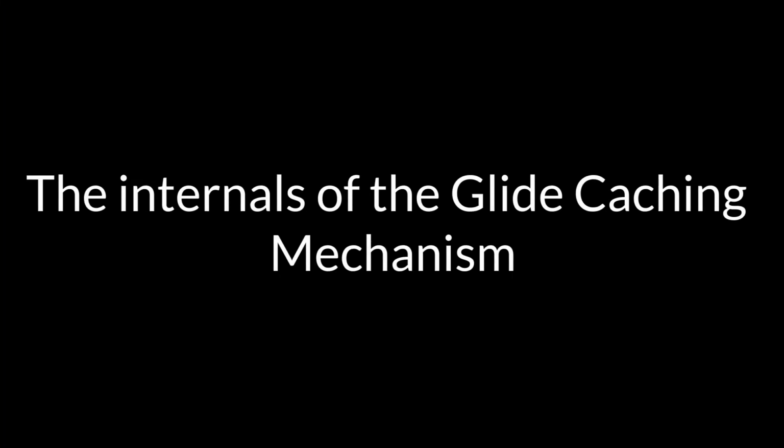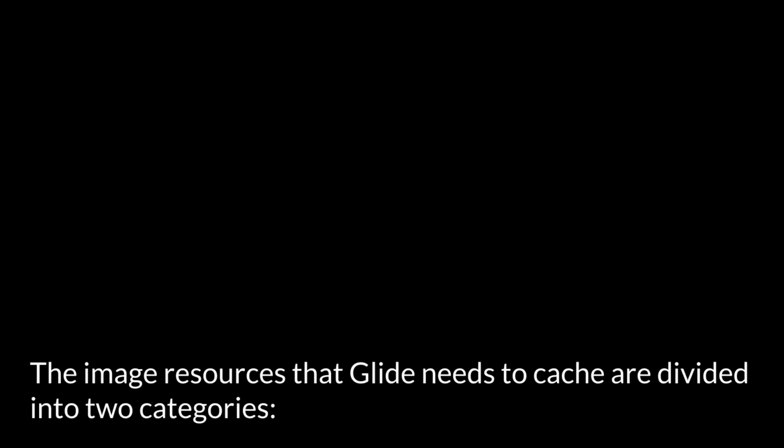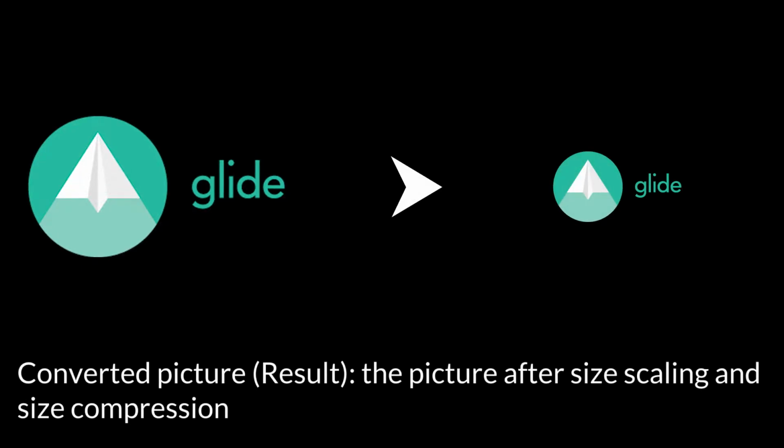The internals of the Glide caching mechanism. Glide cache is divided into memory cache and disk cache. The memory cache is composed of weak references and the LRU cache. The image resources that Glide needs to cache are divided into two categories: the original picture, which is the original size and resolution of the picture source, and the converted picture, which is the picture after size scaling and size compression.